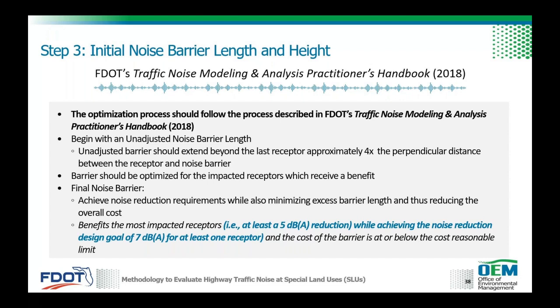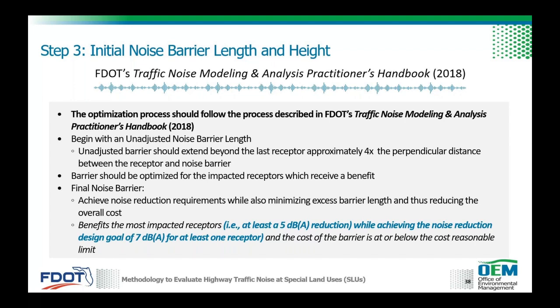A noise barrier is to be input into the TNM model at a length that is considerably greater than what one might anticipate would be needed to maximize the noise reduction. This is referred to as the unadjusted noise barrier length. So a good starting point is to have the barrier extend beyond the end, or the last receptor, at least approximately 4 times the perpendicular distance between the receptor and the noise barrier, or what is typically referred to as 4D, 4 times the distance.